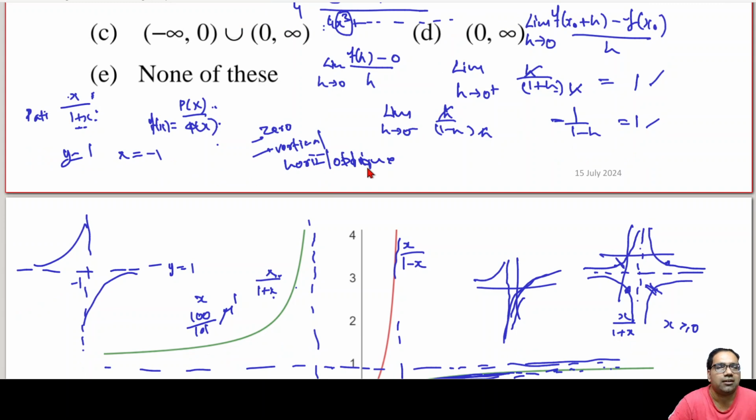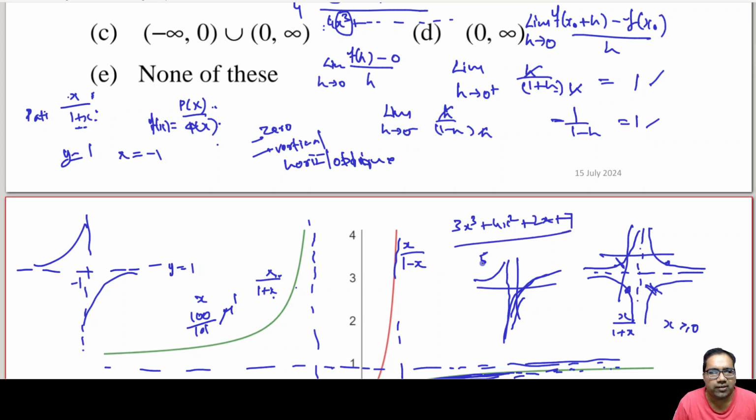When do we get an oblique asymptote? When the highest power of the numerator is 1 higher than the denominator. So for example, 3x cube plus 4x square plus 2x plus 7 whatever, by 5x square plus 7x plus 8 whatever, right? Here the highest power of x in the numerator, x cube, is 1 more than the highest power of x in the denominator. In this case we will get an oblique asymptote. Earlier we had discussed this in other places. Please go through that video to find out how to find the oblique asymptote also.